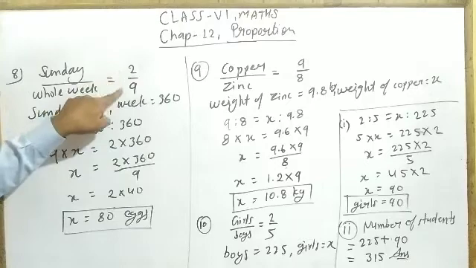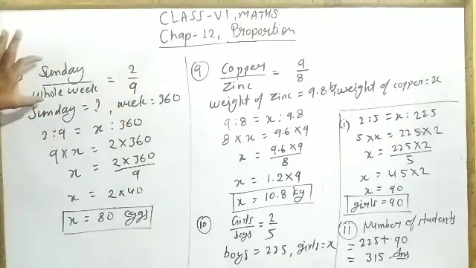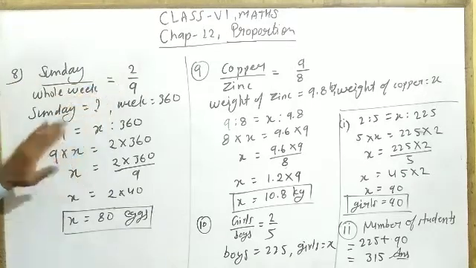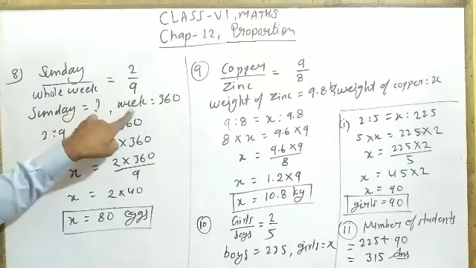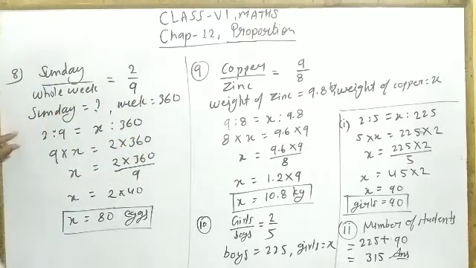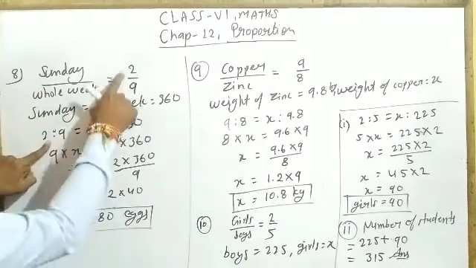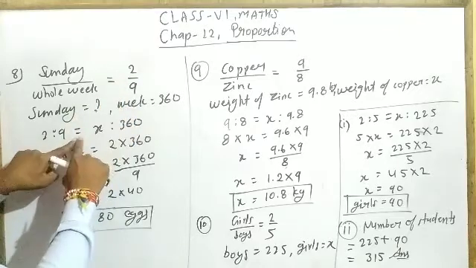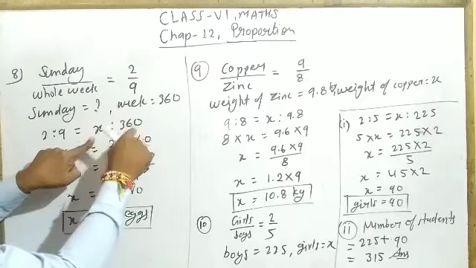This is a ratio only. If on Sunday it is 20, then the whole week will be 90. So the ratio of Sunday to whole week is 2:9. What is the selling on Sunday if the whole week selling is 360? We will form the proportion: Sunday to whole week equals Sunday to whole week. Sunday is x and the whole week is 360.